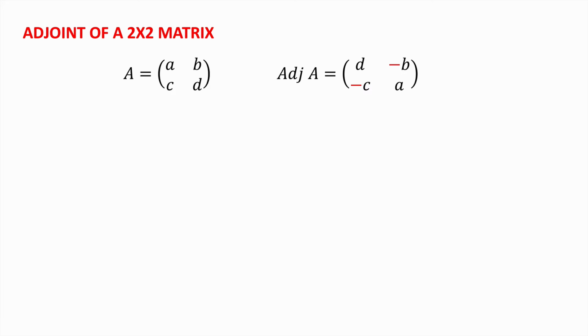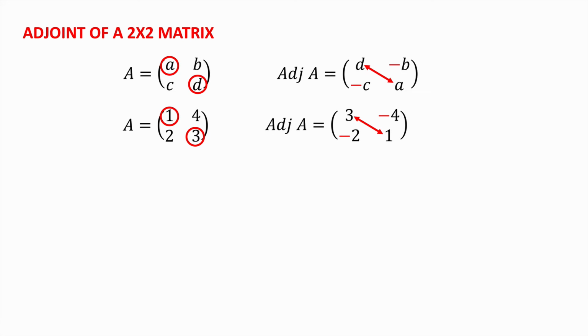Now let's look at the adjoint of a 2 by 2 matrix. Again, if we have a matrix A, then the adjoint of A is denoted by just swapping A and D and then putting negative signs by B and C. So for example, if I have this matrix A, the adjoint of this matrix will be just swap 1 and 3 to get 3, 1, and then put negative signs by 4 and 2. So this is the adjoint of A.